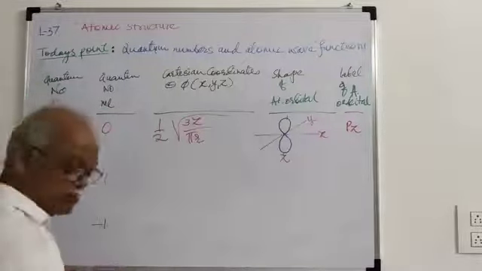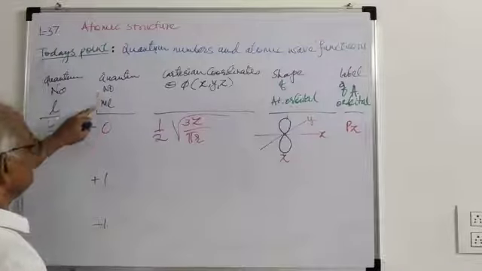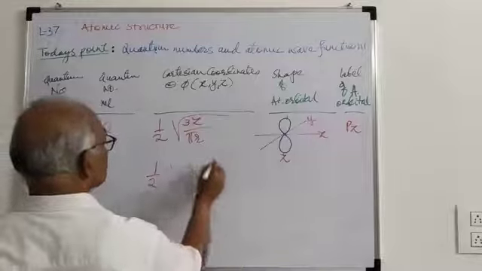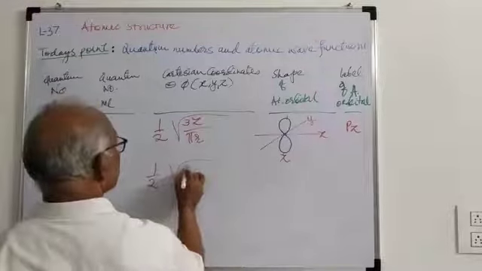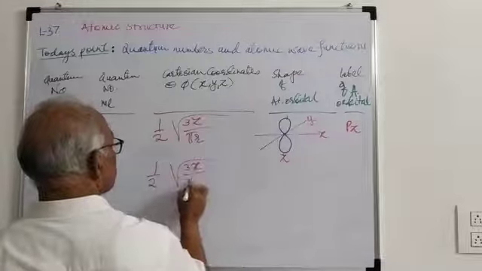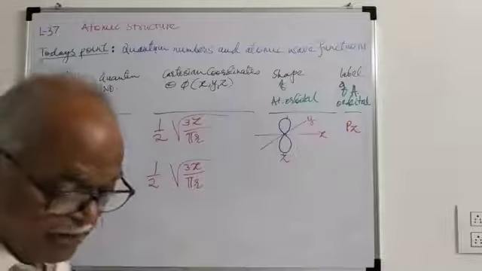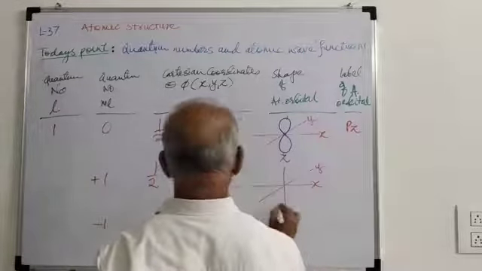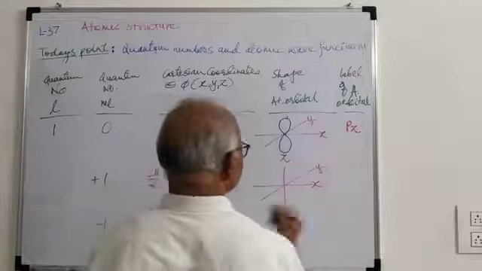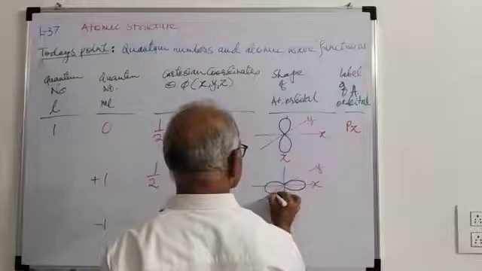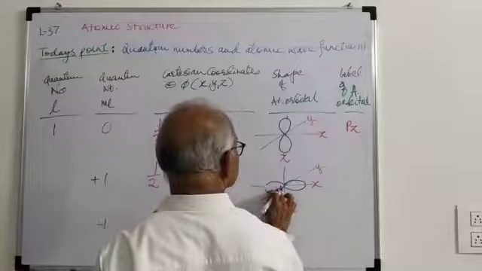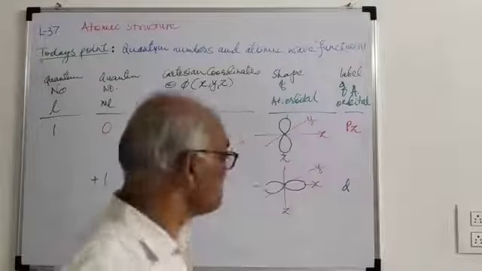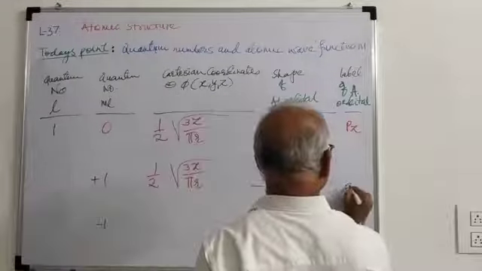Similarly, when we have the ml value plus 1, it will have 1 half into square root of 3, x upon pi r. Then we will have a different shape of the atomic orbital along x, y and z. So the atomic orbital is oriented in the x direction, like this. And this is called the px orbital.